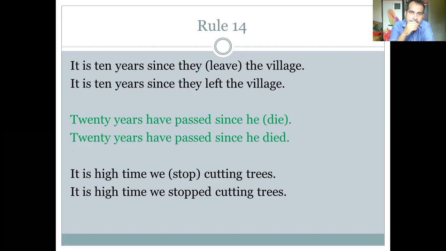It is 10 years since they left the village. It's a very common sentence structure. You will get this structure in your admission test also. This type of sentence will appear in your university admission test also. So you should practice this type of sentence. So, it is 10 years since they left the village. That means they left the village 10 years ago.